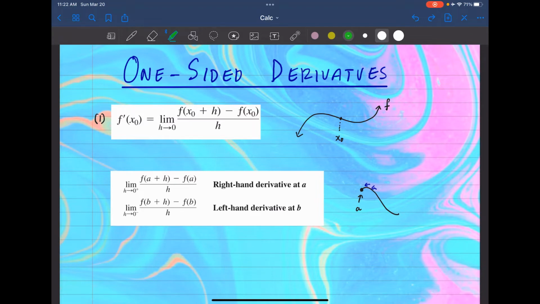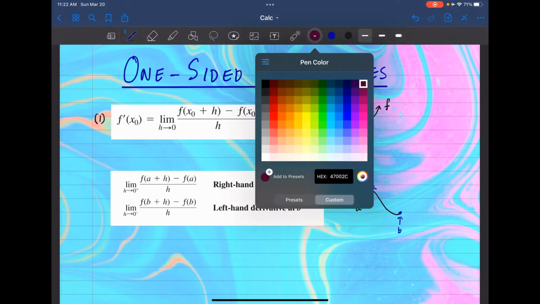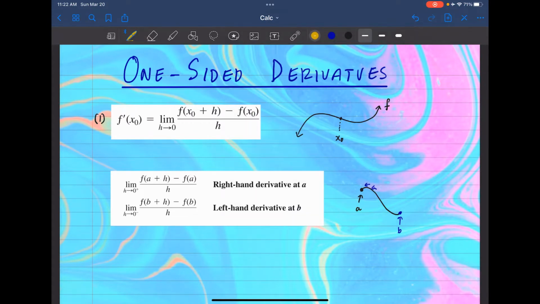Another one could be maybe looking at this point right here. Let's call that point B. Because that's also an endpoint, we can only approach from one direction. Let's say I come from this side, approaching that number. So we can talk about the limit as h approaches 0 from the left, and this will also be a one-sided derivative.